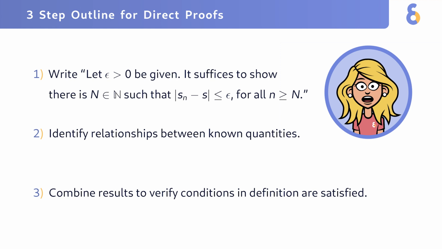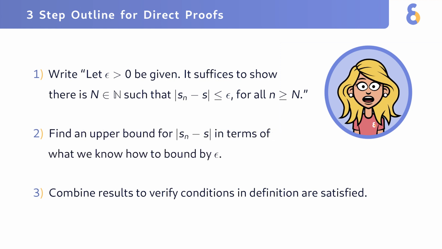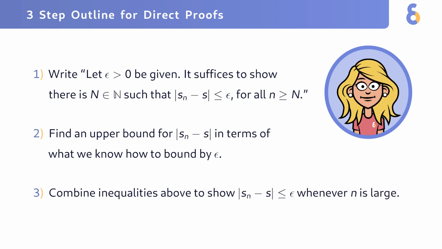First, we can write out the "to show" phrase. We start by letting someone hand us an arbitrary epsilon. If we can find a big N for that epsilon, then the definition will be satisfied. Next, we play around with inequalities to find an upper bound that we know how to work with. We then show the definition holds by making this upper bound less than epsilon.